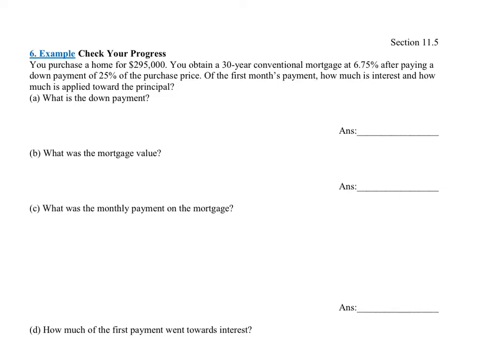You purchase your home for $295,000. You obtain a 30-year conventional mortgage at a rate of 6.75% after paying a down payment of 25% of the purchase price. Of the first month's payment, how much is interest and how much was applied towards principal? Again, this is what the question would say in the textbook or in WebAssign. But the question is, how do we answer that?